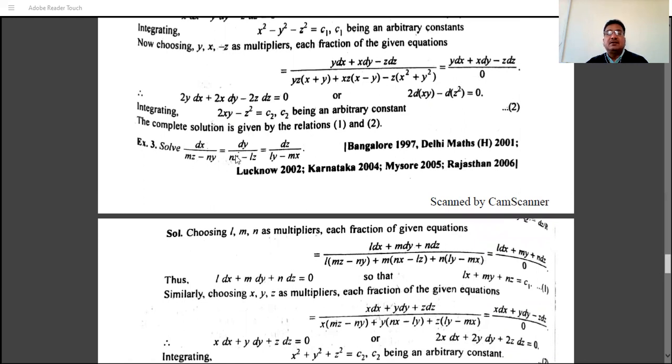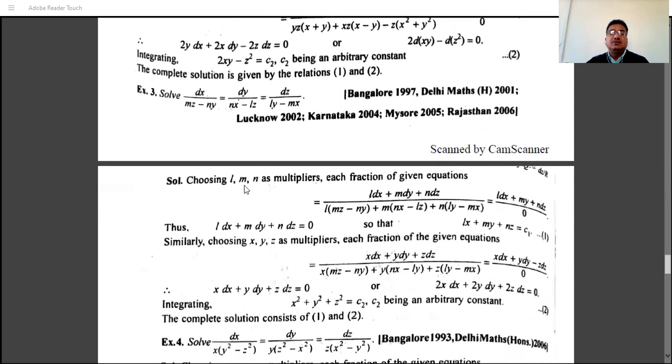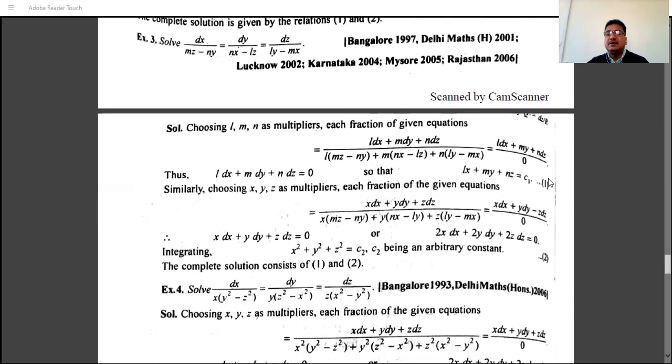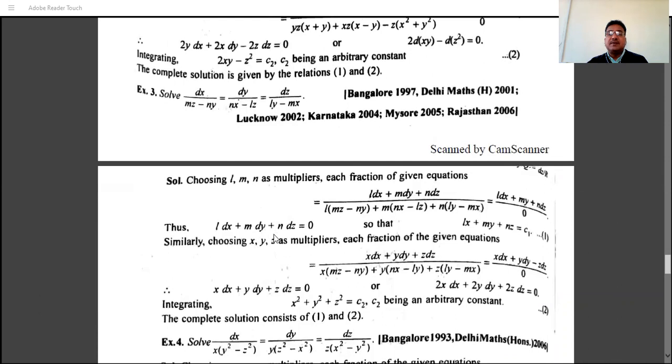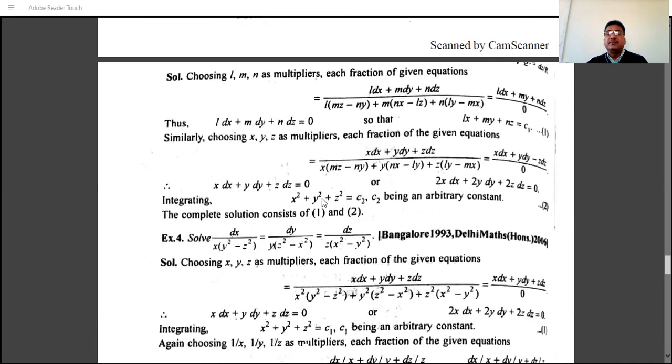Then for this problem, use multipliers l, m, n, we have the answer 0, and therefore after integration we have this answer: lx plus my plus nz is equal to C1. And then choose multipliers x, y, z, again we have the answer 0, and so we have the second solution as x square plus y square plus z square is equal to C2.